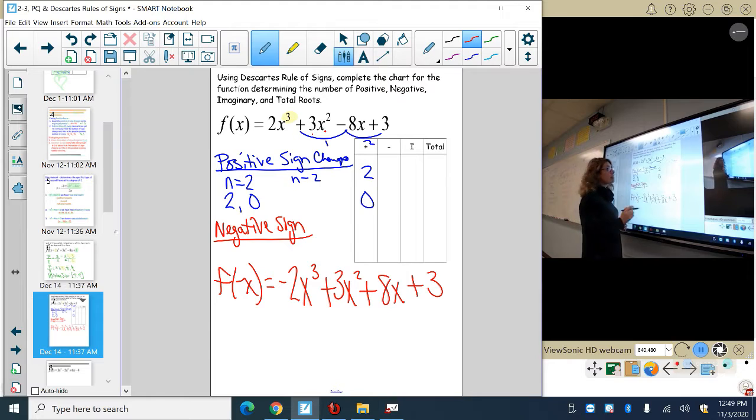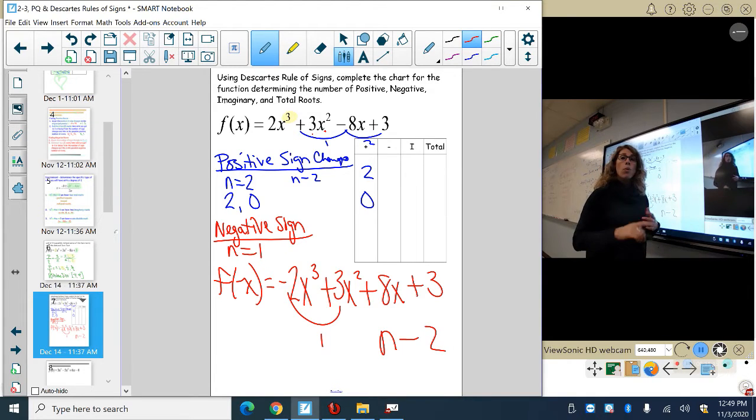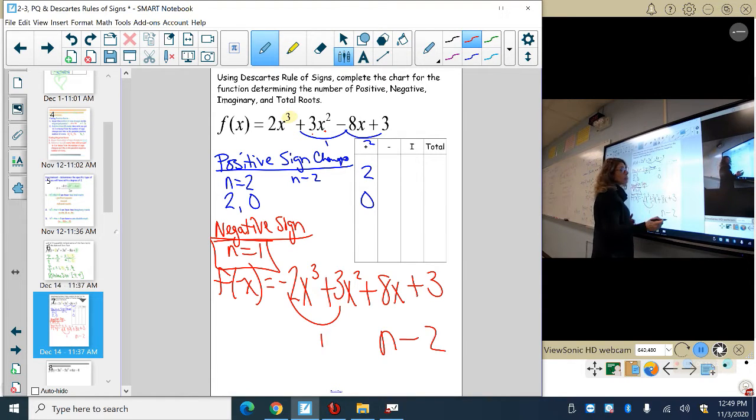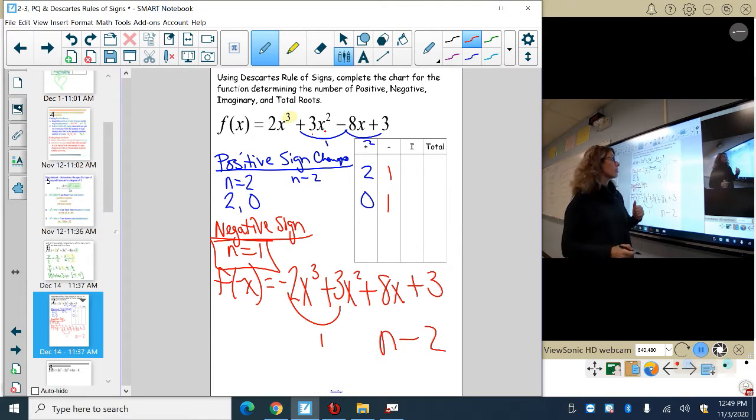So, how many sign changes do I have here? A negative 2 to a positive 8, there's 1. A positive to a positive, nope. Positive to a positive, no. So n is equal to 1. Now I need to do n minus 2. Well, 1 minus 2 puts me at negative 1, so I can't do anything with that, so I'm done. Which means I have to have one negative root no matter what.